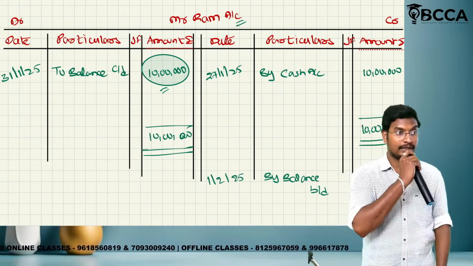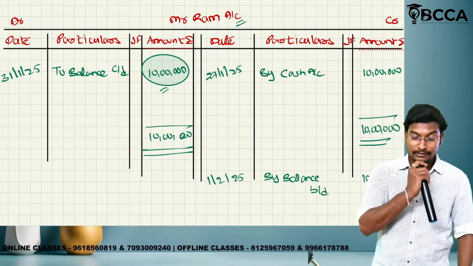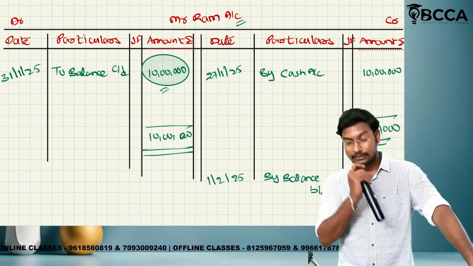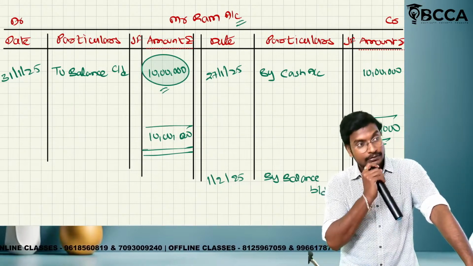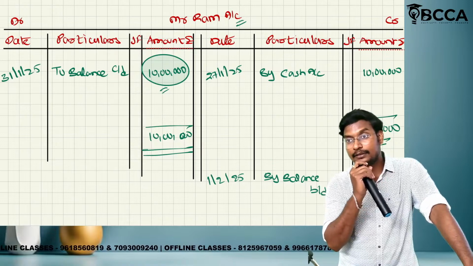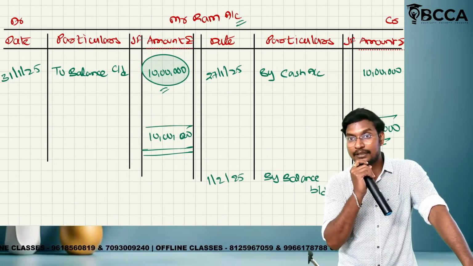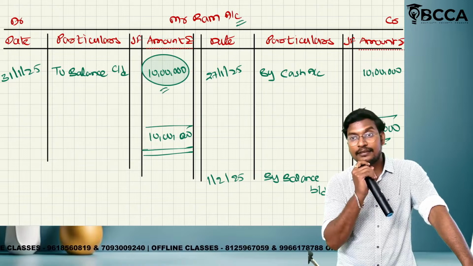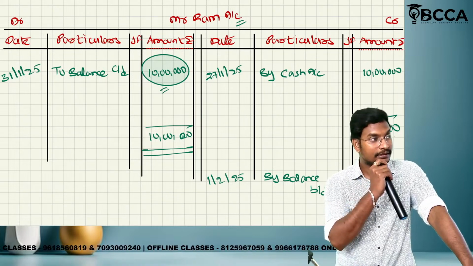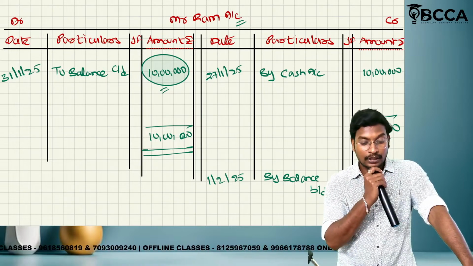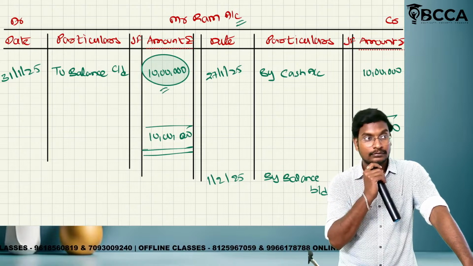Okay, completed. So what is the next one? The journal is called recording. The ledger is called what? Classifying. What is the next step? Summarizing. What is the meaning of summarizing? Trial balance. How to prepare the trial balance?